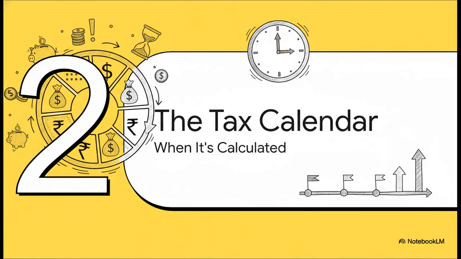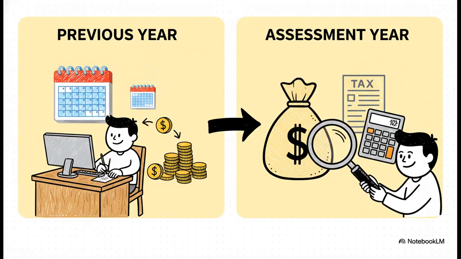All right, so we know what it is, but the next big question is, when does all this happen? This is where we get into the tax calendar, and honestly, this is where a lot of people get tripped up, so let's clear it up. The whole tax cycle really boils down to two key years. You've got the previous year, that's the financial year when you're out there earning the money. Then, right after that, you have the assessment year. That's when the income you just earned gets looked at or assessed, and the tax is calculated.